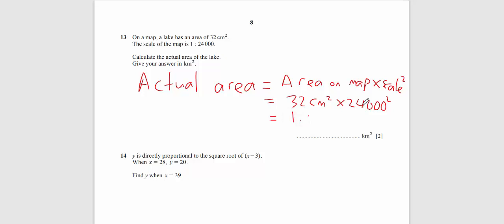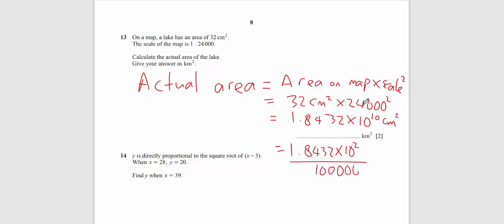Then you get about 1.8432 times 10 to the power of 10 cm square. To convert cm to kilometer, you have to divide by 100,000 squared. Then you will get 1.8432 kilometer square.